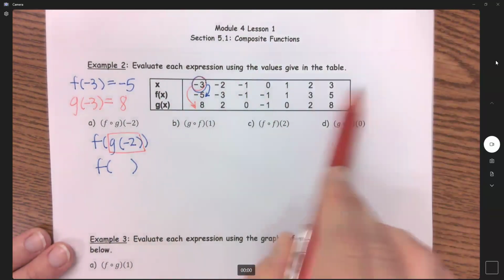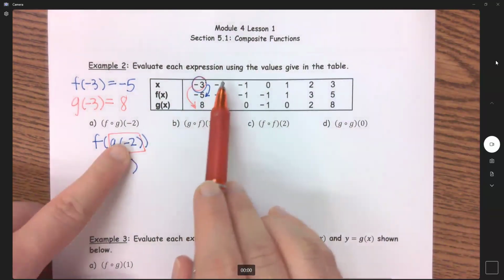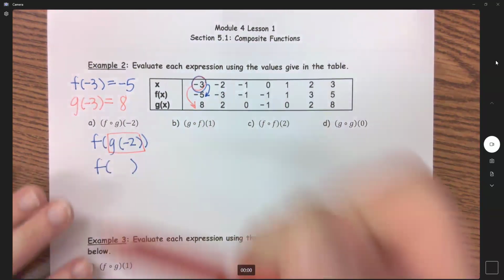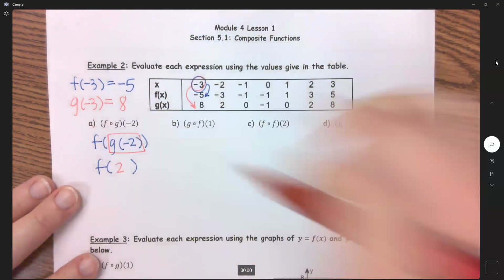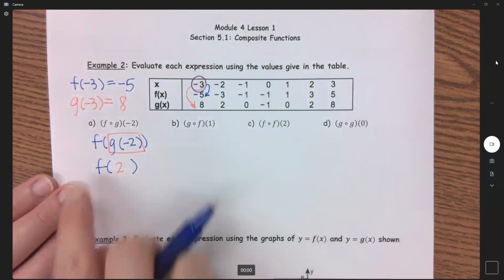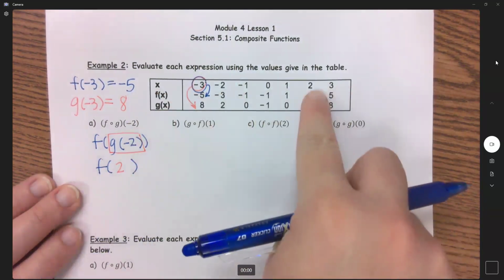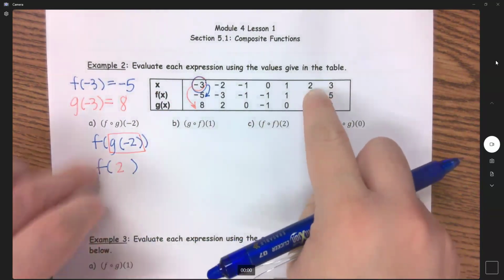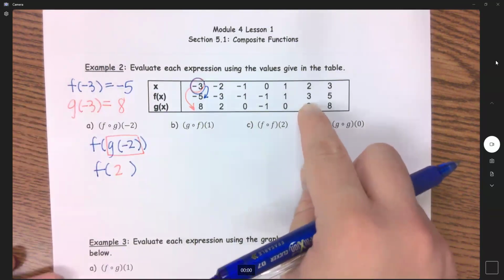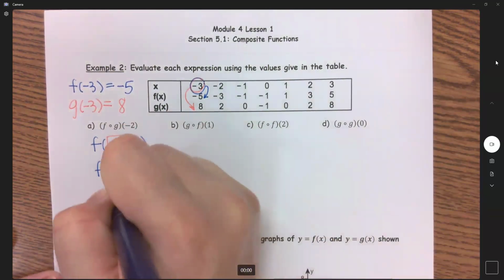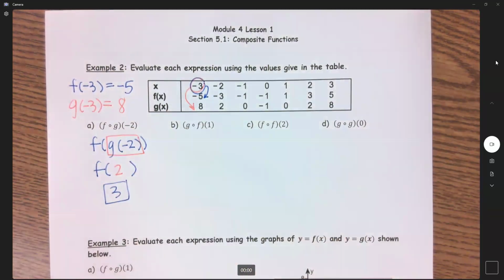If I go along my x column to -2, because it's g of x, I'm going to go down to that bottom, and that's 2. So now you evaluate f of 2. So go along your x to 2. Because I want f of x, I'm going to go down to this middle row, which is 3. So that's my answer. Okay, maybe watch B and then try pausing and try C and D on your own.